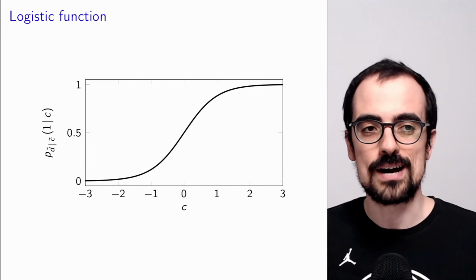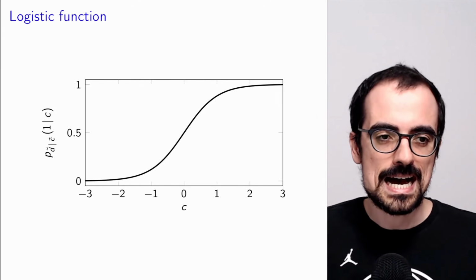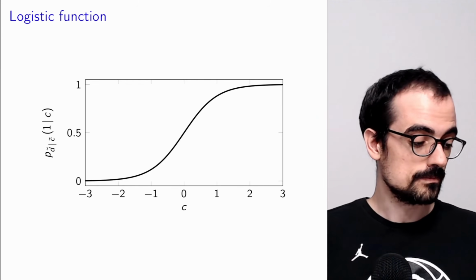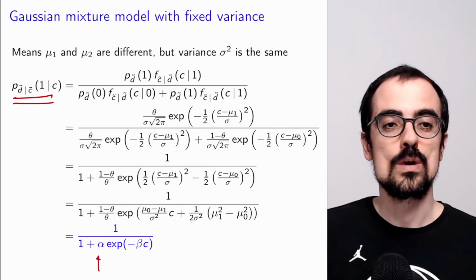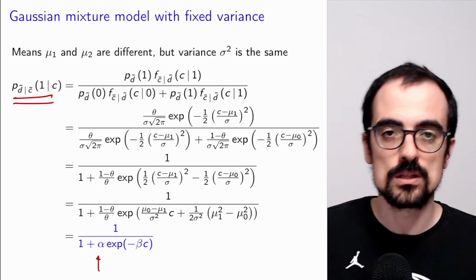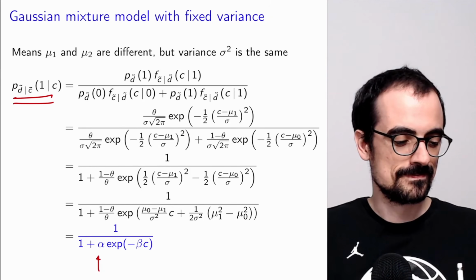So you can actually derive the shape of the logistic function used in classification as the conditional PMF of a discrete random variable when you assume a Gaussian mixture model with equal variances. Okay, just so you know.